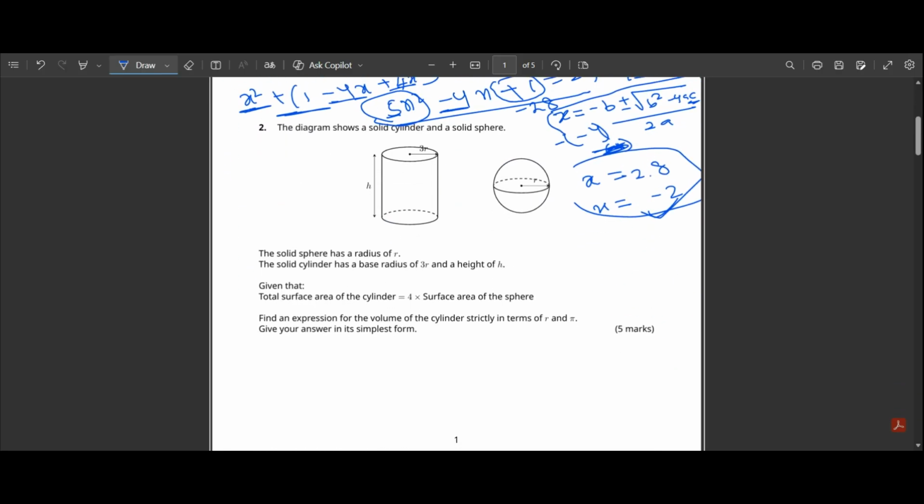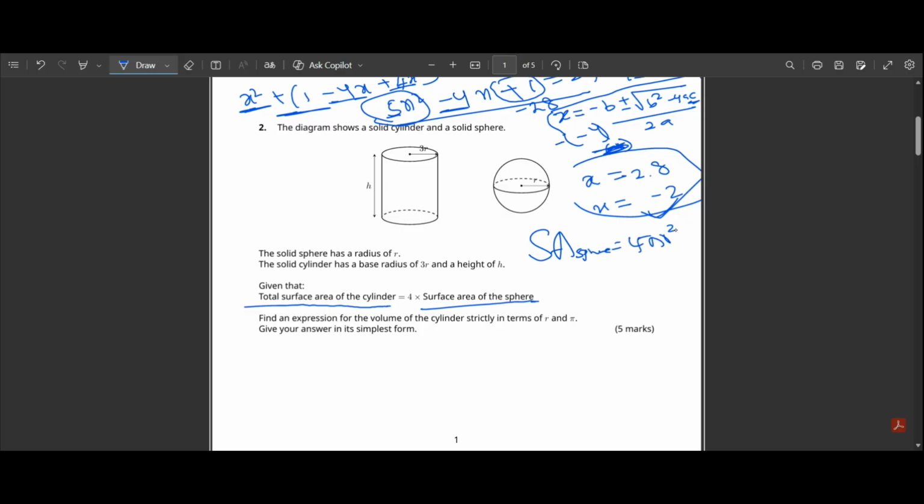Second question. It is a volume question, so we will see that. Read it. There is a cylinder, there is a sphere. Given that the total surface area of the cylinder is equal to 4 into the surface area of the sphere. What is the surface area of the sphere?